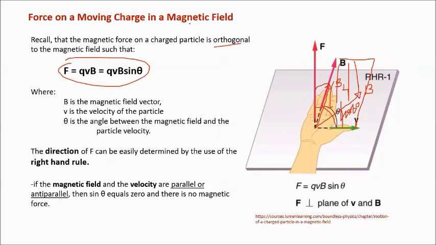In the topic of magnetic field, it's very important that you are imaginative, no? Because we are dealing with 3D. If the magnetic field and the velocity are parallel, when we say parallel, if the direction of velocity is upward and the direction of magnetic field is also upward, then the angle between V and B is 0.